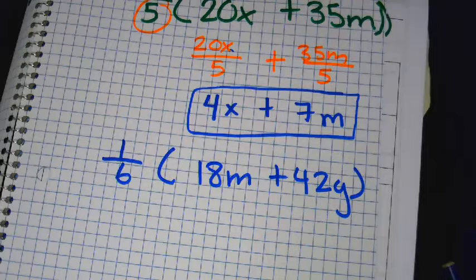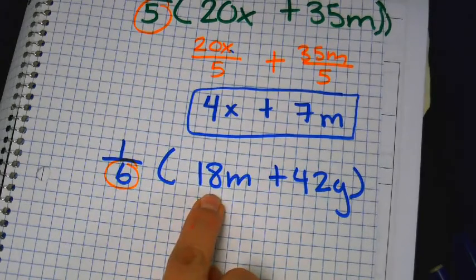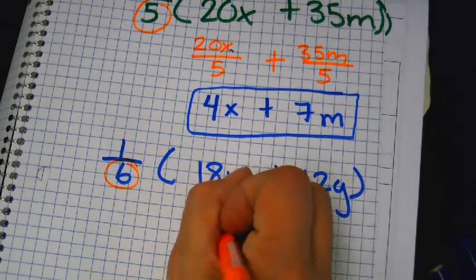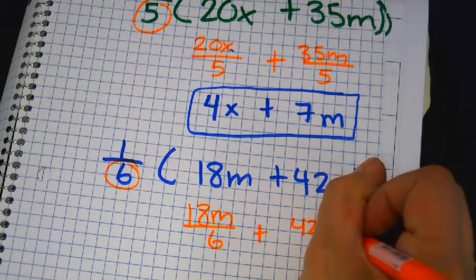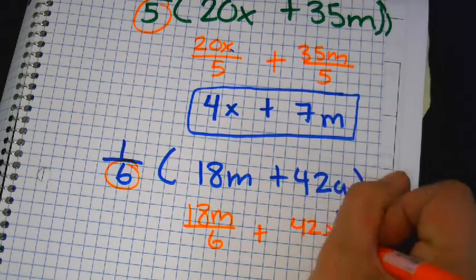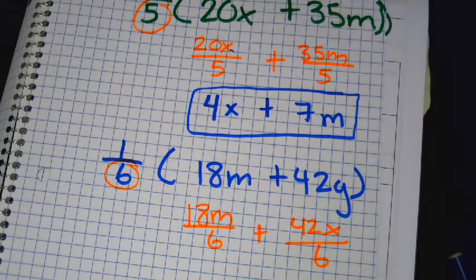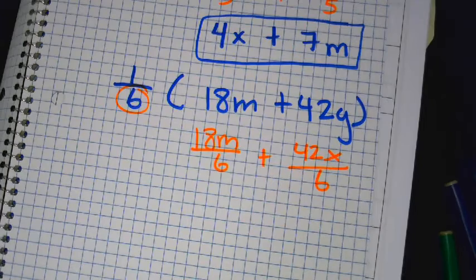Got it. Okay, so where does the 6 go? Under the 18 and under the 42. So it'd be 18m over 6 plus 42y over 6. Oh, because you're all like, I don't know what that is. Is it a g or y? I don't know. So we're going to change it to an x. How about that? It's fine. 3m plus 7x.